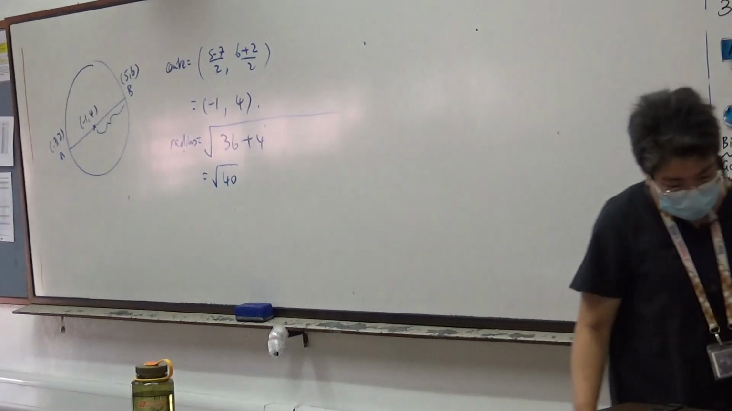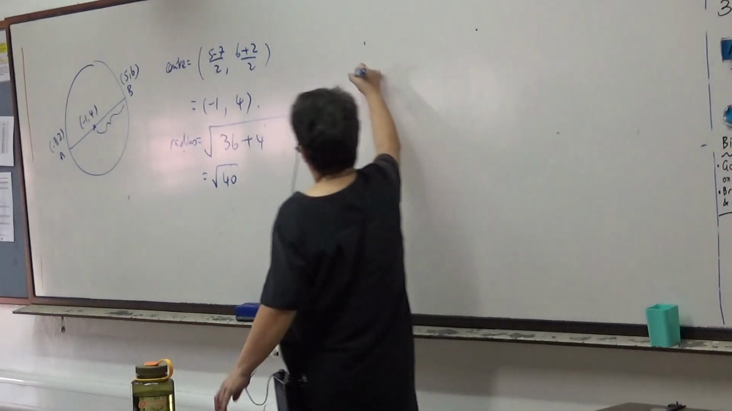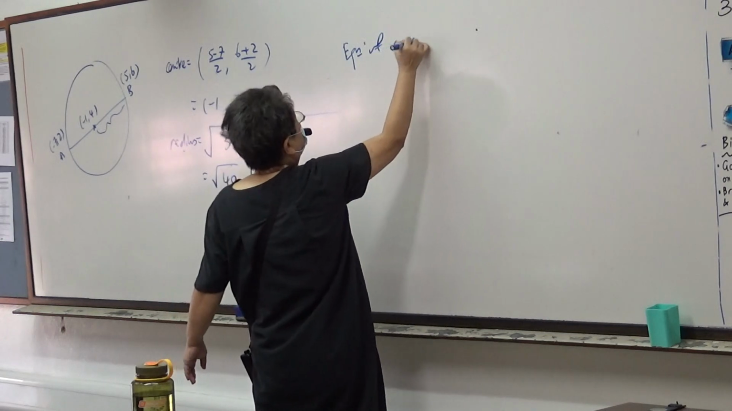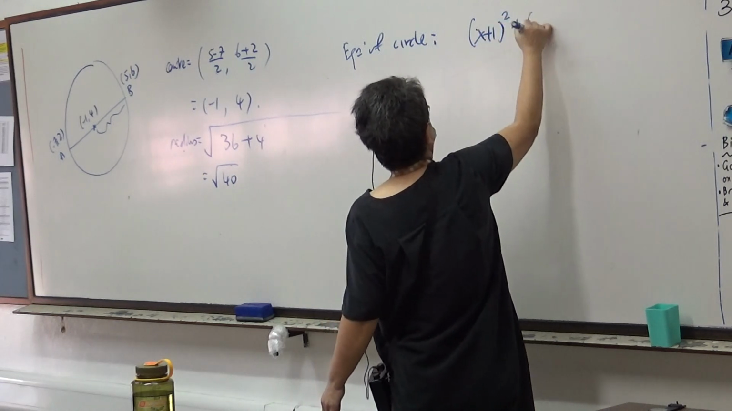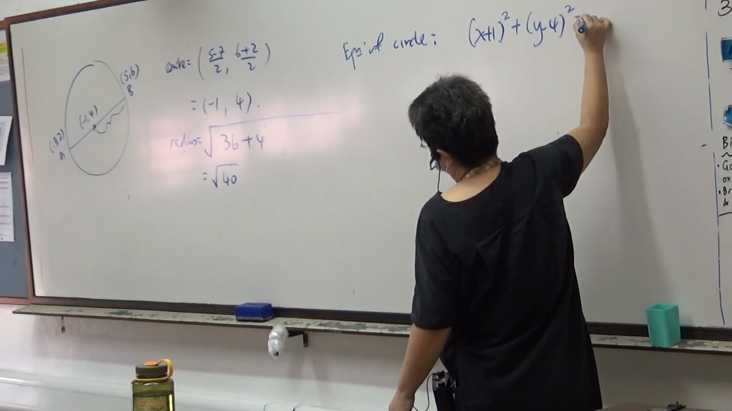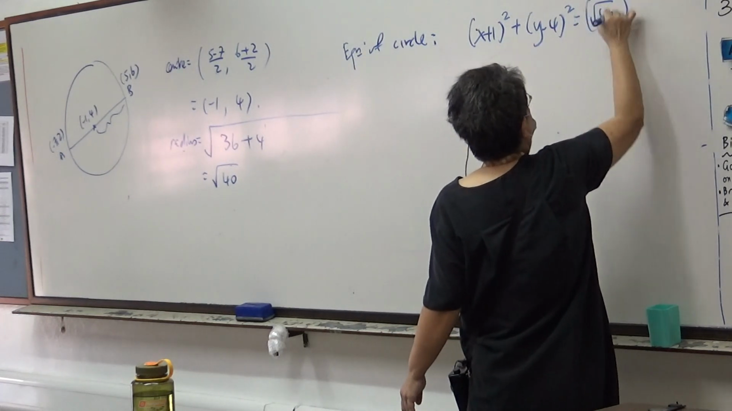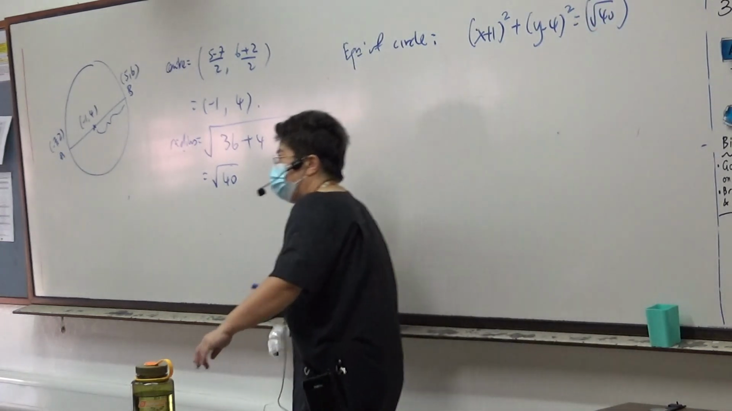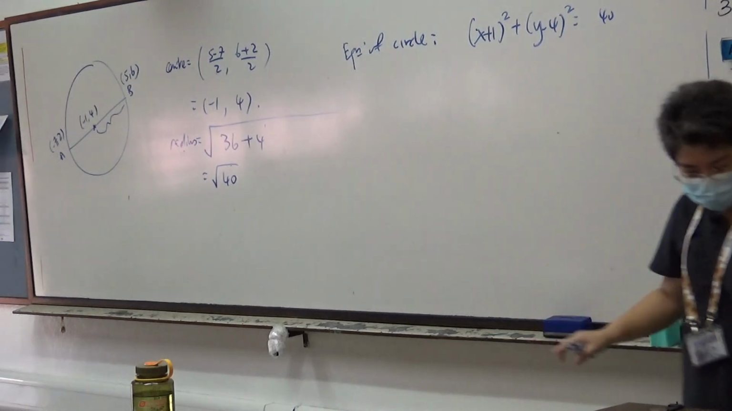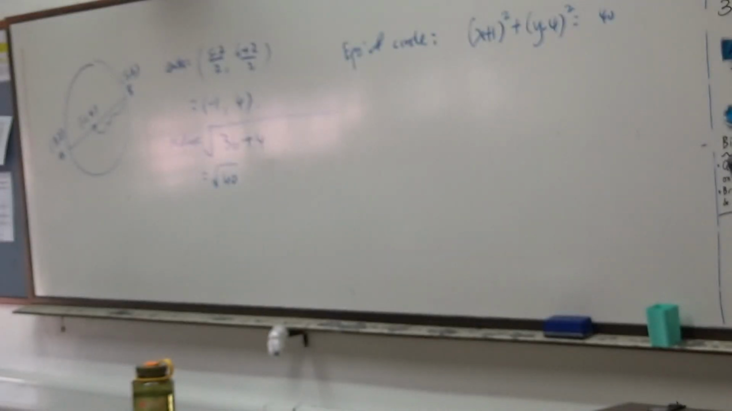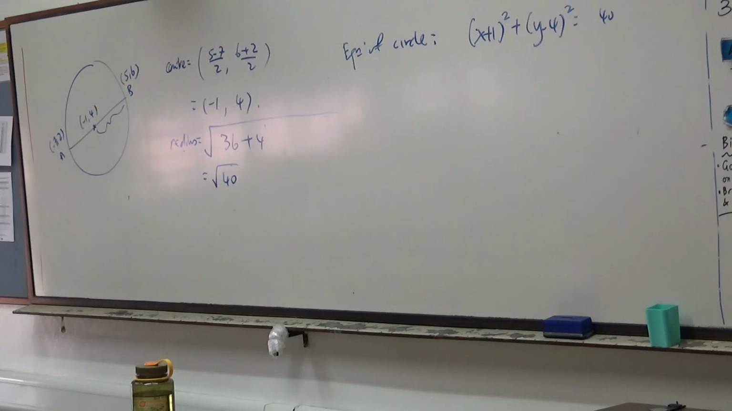Understand? Then what did the question say? The equation of the circle. So equation of circle will be (x plus 1) squared plus (y minus 4) squared equals square root 40 squared. Now square root 40 squared is equals to what? This will just give me 40, right? Straight away. So you look at the answer given, (x plus 1) squared plus (y minus 4) squared equals 40. Can you see that? Okay? I did not use any funny method. Everybody okay?